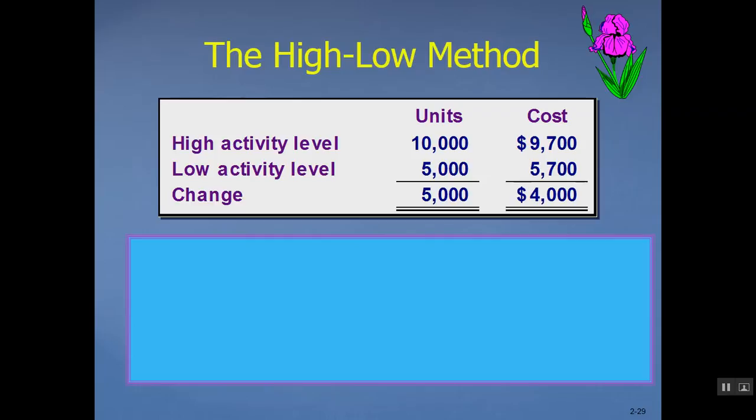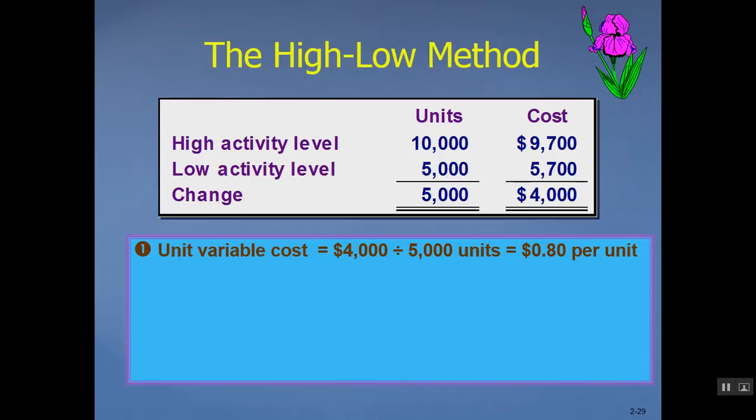You'll hear me often say that the word per means divide by. So if I'm trying to calculate the variable cost, I'm trying to find out the cost per unit. So I'm going to take the difference between the cost divided by the difference between the units, which gives me a variable cost of 80 cents per unit.